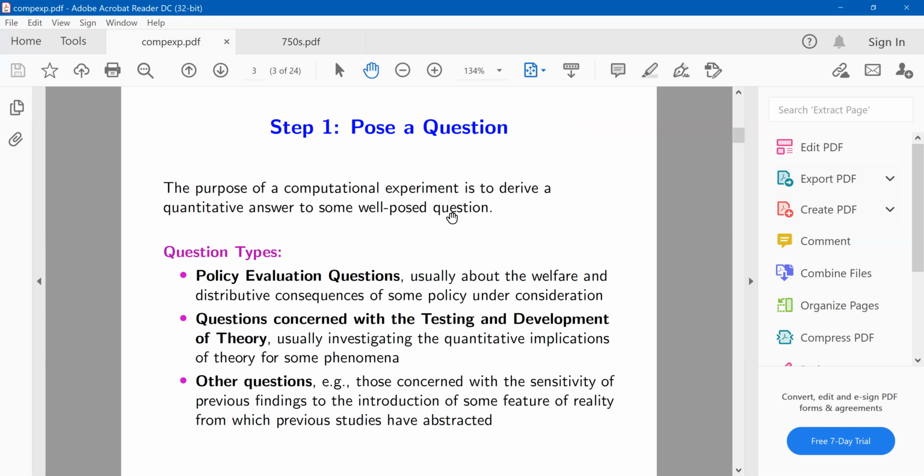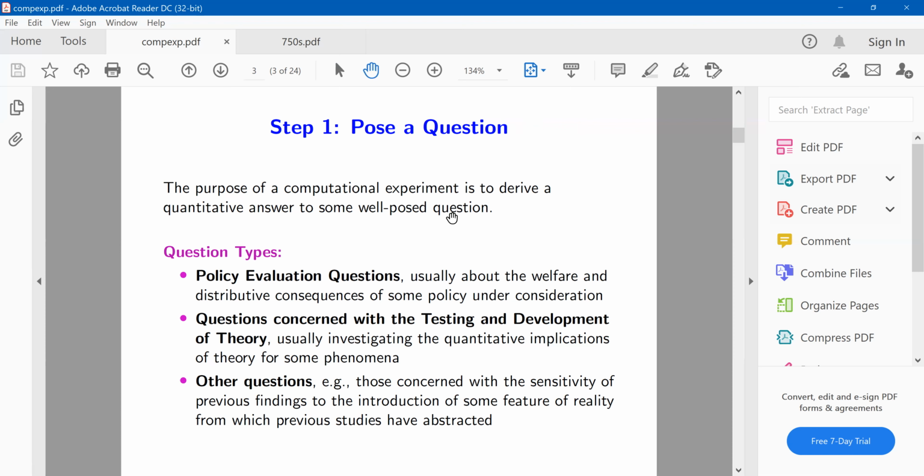Then you can evaluate, either ex post or ex ante, the policies you have. Now, the other type of question is concerned with the testing and the development of the theory, right?